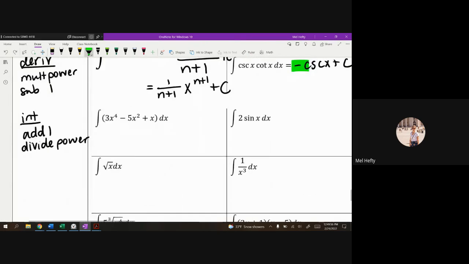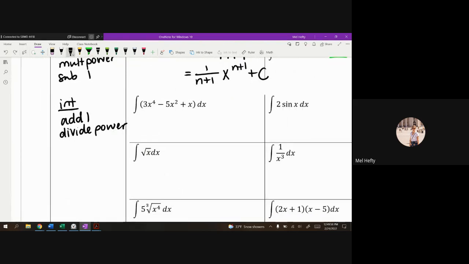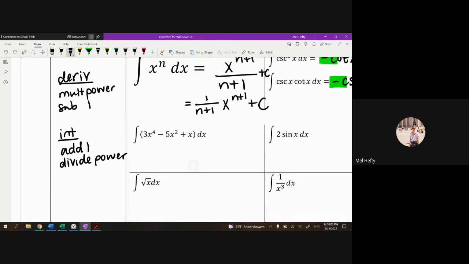All right, let's just try to do one before we leave. So power rule. We're going to add 1, divide by new power. So 3/5 x to the 5th. All right, what will the new power on 5x squared be? 3. What? 5 over 3. All right, what will the new power on x be? 2. What number should I put out front? All right, why is my answer not right? Plus C. All right, we'll practice more with these next time.